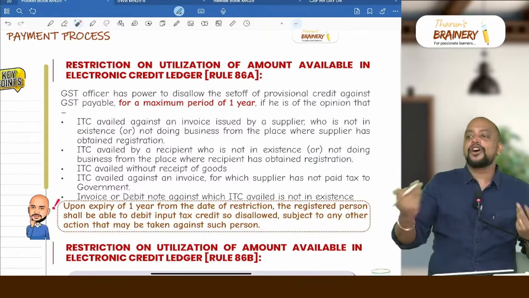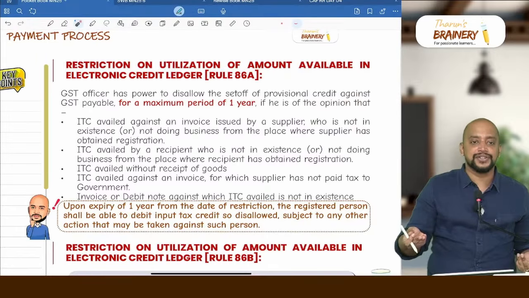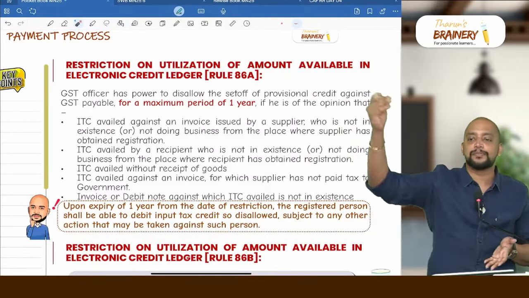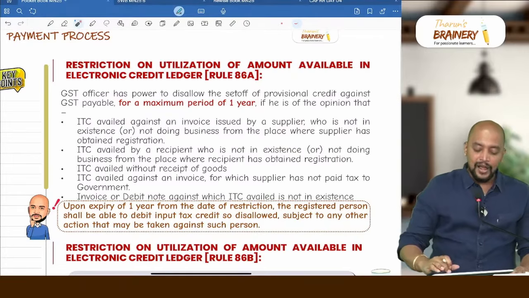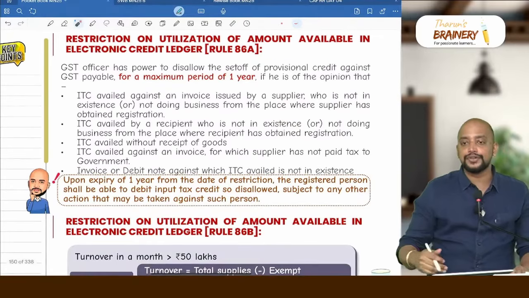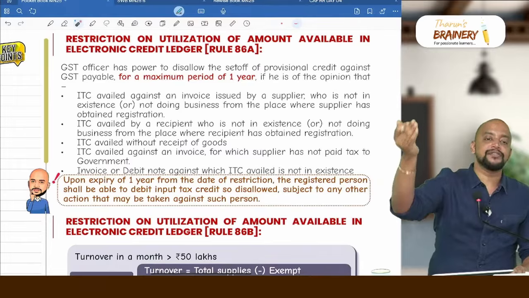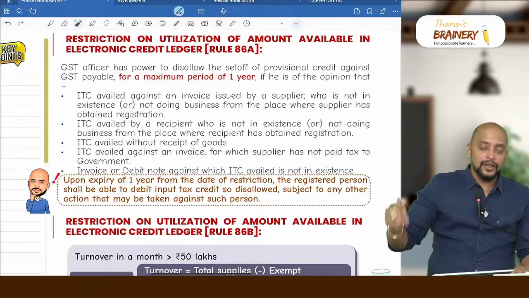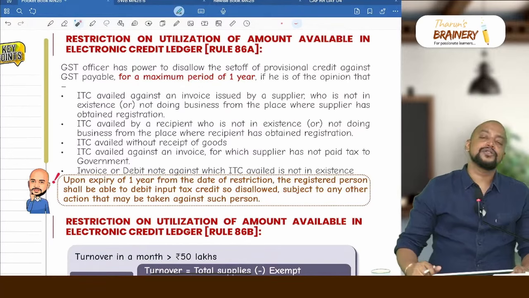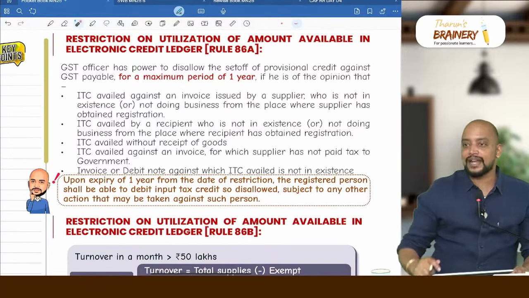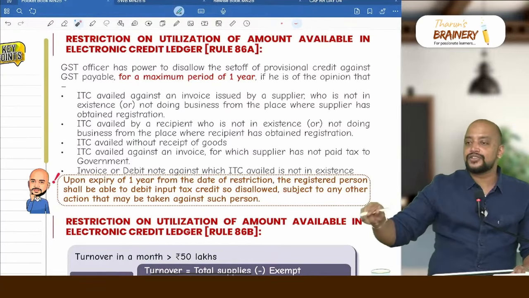Number 2, you have not updated the amendment in registration because you obtained registration in some other place and you are doing business in some other place. So you update it. Or you have not received the goods, so produce an e-way bill to prove that you have received the goods. Or the invoice is missing. Go to the supplier and ask for a duplicate invoice. Or the supplier has not paid tax. So you push him and make him pay the tax. You understood? So that you will be enjoying the ITC.